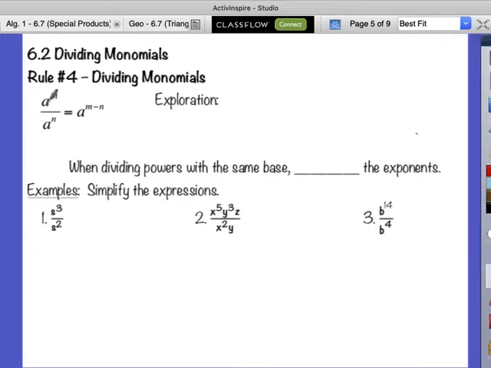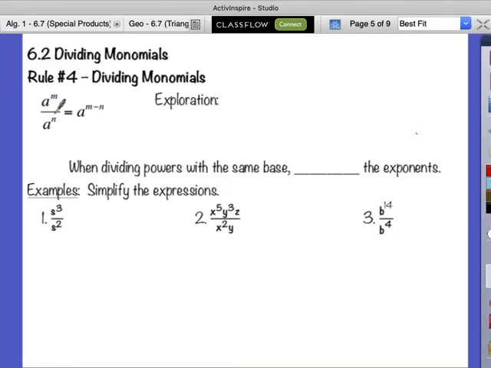Now, if we have the same base a, remember that the base is whatever is being raised to the power. So we have a to the mth over a to the nth. What we're going to do is take that same base a and raise it to the m minus nth power, the top power minus the bottom power.